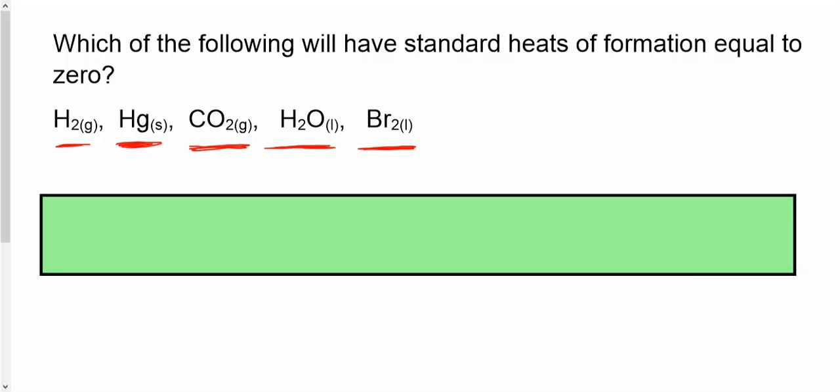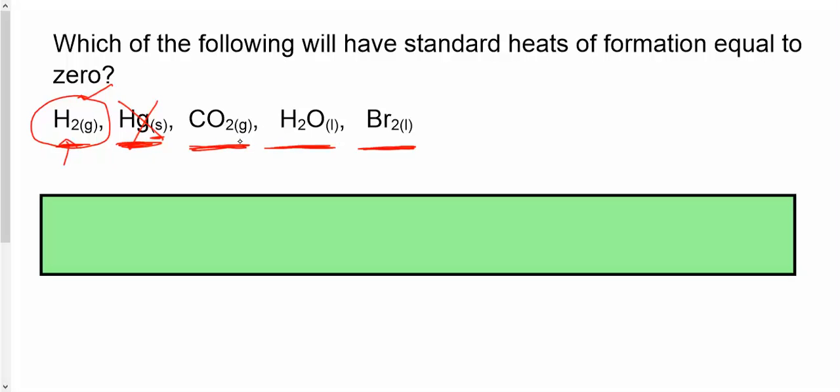Okay, let's think about this. Let's take each one of these. H2 gas. That's an element, and it is in its standard state because at standard conditions, or 25 degrees and 1 atmosphere, hydrogen would be a gas, and it's also diatomic. So yes, hydrogen gas has a standard heat of formation of 0. How about mercury solid? It is an element, but it's in its solid state. What state is mercury normally? Mercury is normally a liquid. So no, that would not have a standard heat of formation of 0.